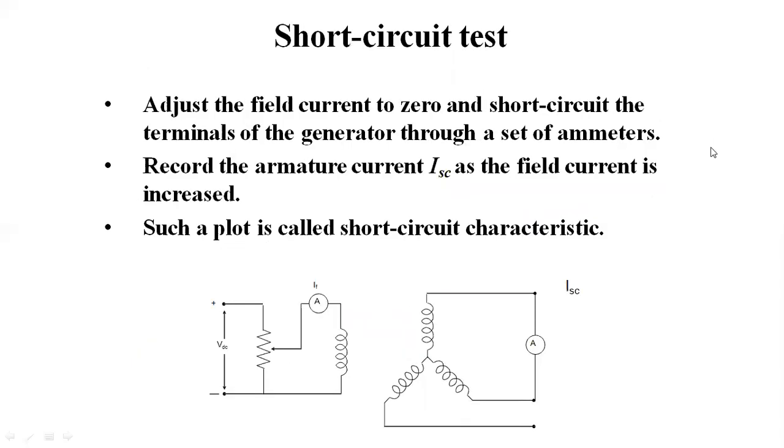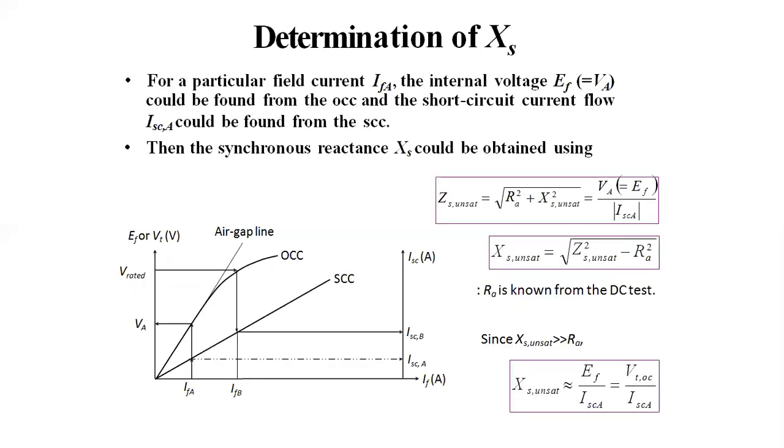Now the next one is the short circuit characteristics. We can measure the maximum current which will flow through the short circuit terminal. Adjust the field current to 0, short circuit the terminals of the generator through a set of ammeters, record the armature current I_SC as the field current is increased. Such a plot is called the short circuit characteristics. We slowly increase the field current, and the generated voltage will increase as well as the load current. From there we can measure the short circuit characteristics. Those things were already performed in the laboratory experiment.